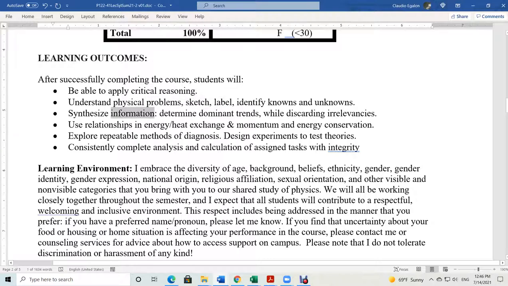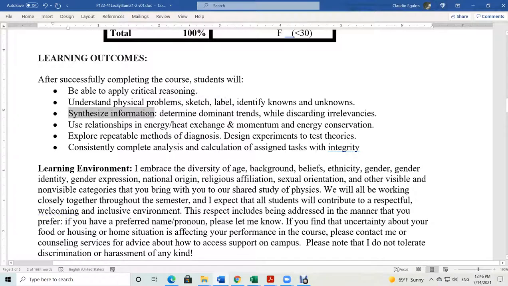Synthesize information. That's very difficult to do, synthesizing information, okay? It's a skill that you have to learn. You don't expect to learn it right away, but that's something that takes years and sometimes even decades. But keep that in the back of your mind.